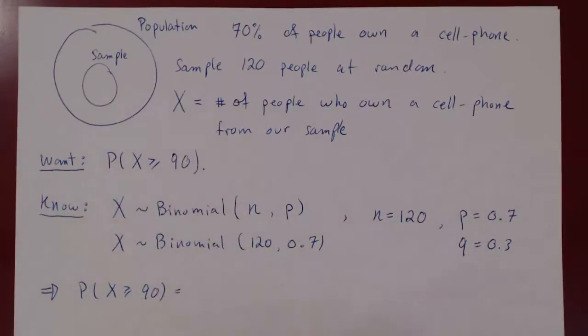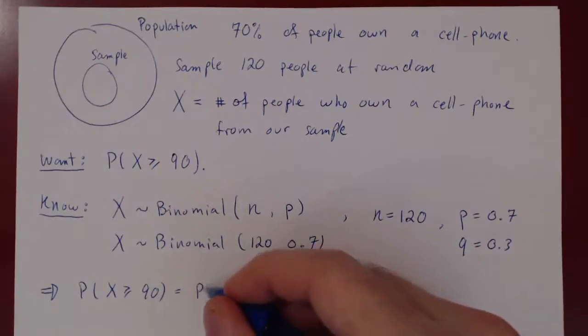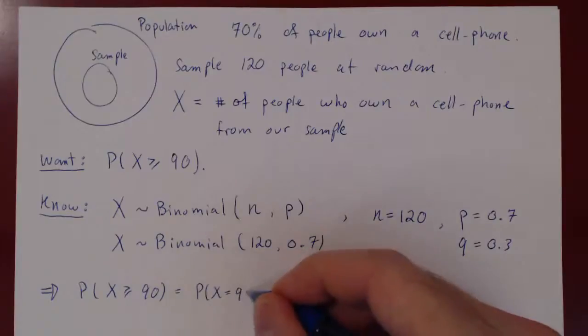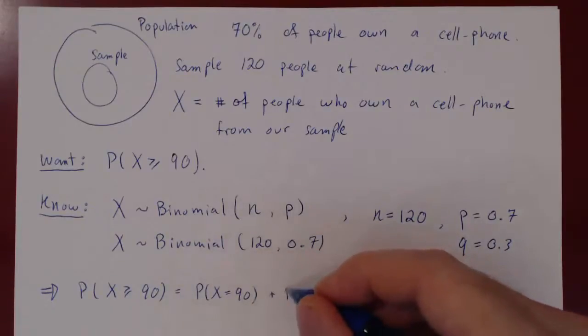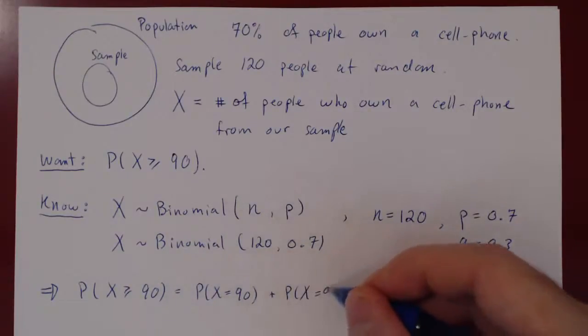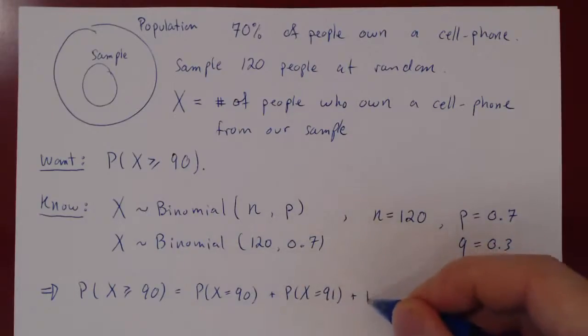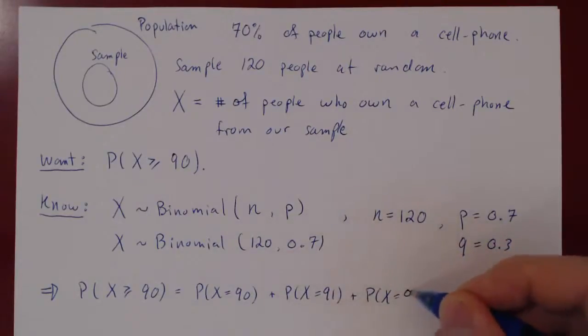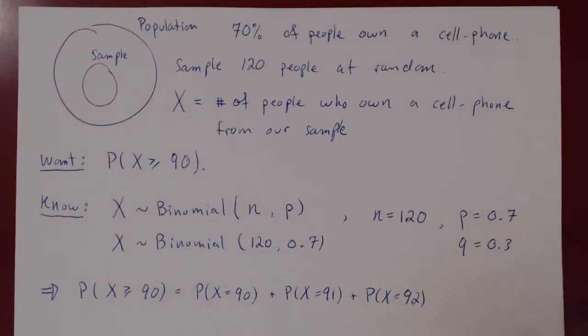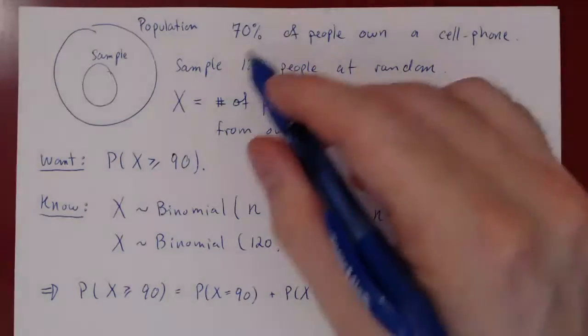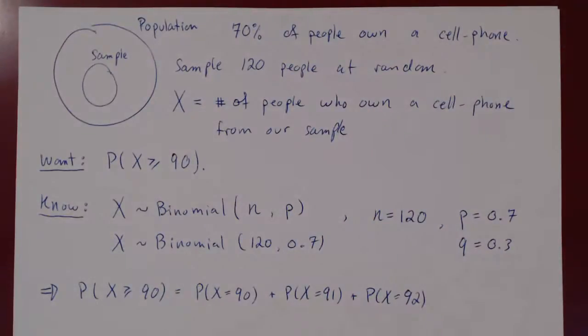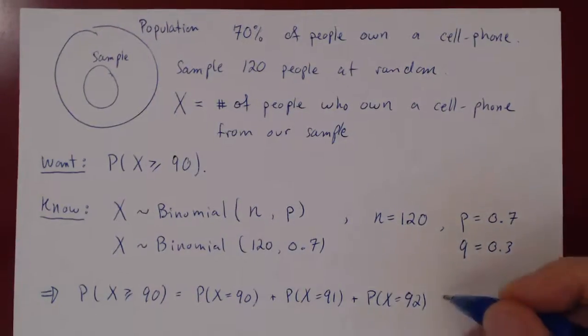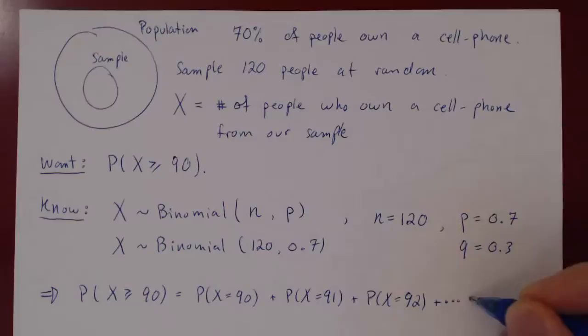What does that mean? Well, it means that x is either exactly 90, or x is exactly 91, or x is exactly 92, all the way up to 120, right? Since we're sampling 120 people, we cannot have more than that number of people owning a cell phone in our sample. So all the way up to p of x being equal to 120.